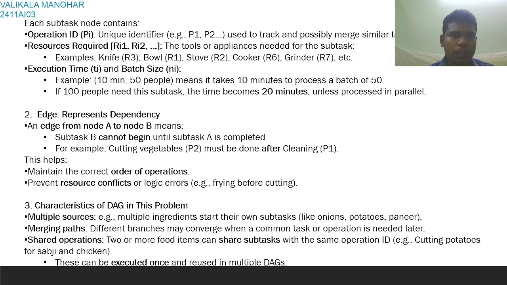Resources required, which is denoted by RI1, RI2, and so on. The tools or appliances needed for this subtask. Examples: knife, which is represented as R3, stove, which is represented as R2, etc. Execution time and batch size. Example: 10 minutes, 50 people means it takes 10 minutes to process a batch of 50.